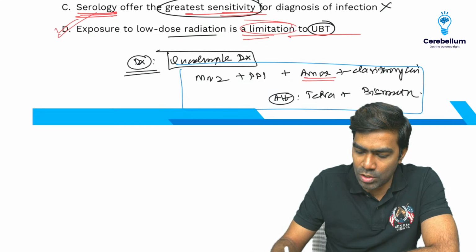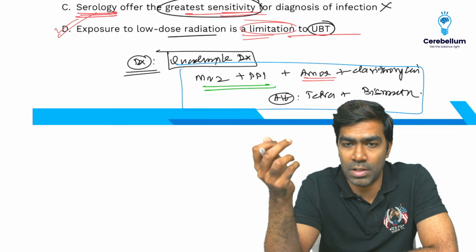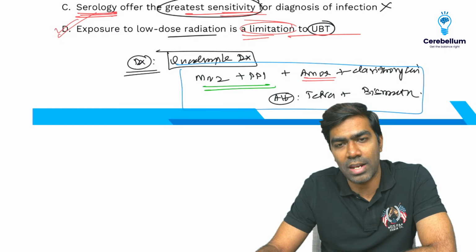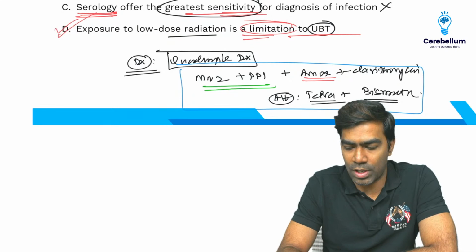So metronidazole and PPI will be a standard. All patients will receive metronidazole and a proton pump inhibitor. On top of that, if the patient is not allergic to penicillin, then use amoxicillin and clarithromycin. If the patient is allergic to penicillin, then you're going to go for tetracycline and bismuth. Typically, you're going to use this treatment for 14 days.